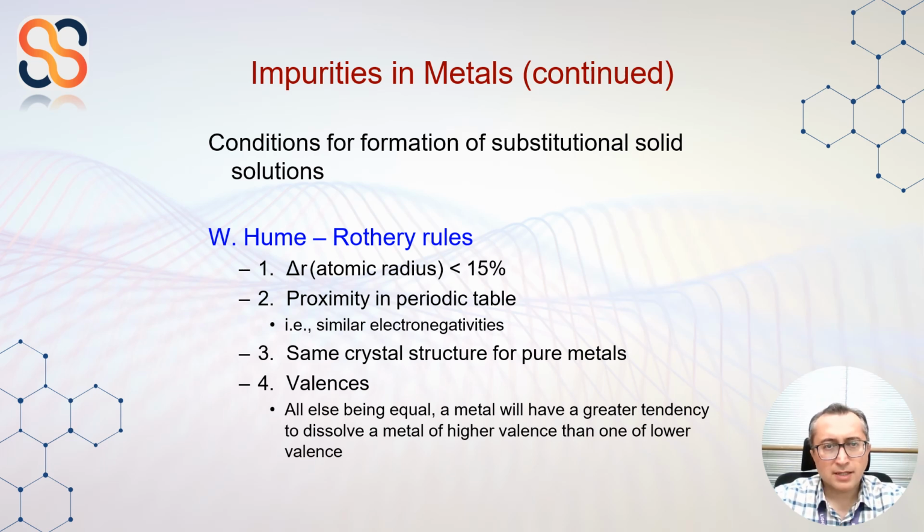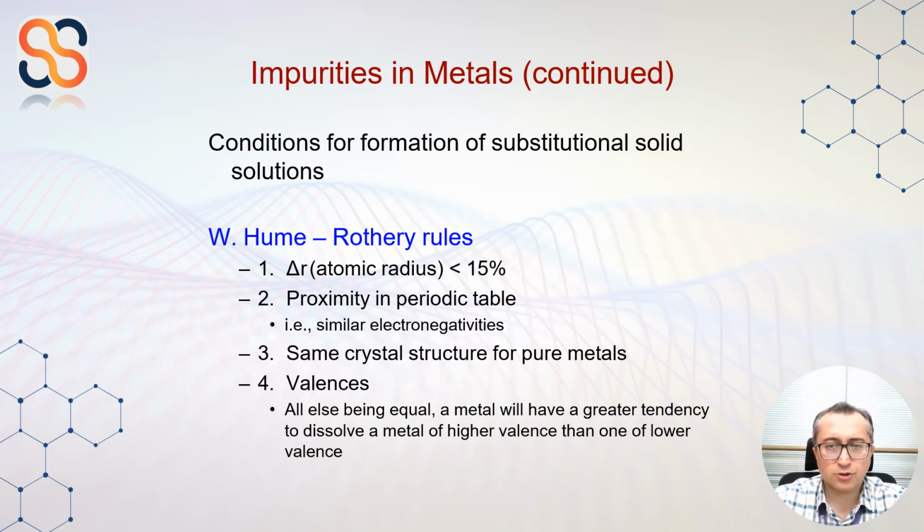Well, I'm going to continue discussing the conditions that need to be met for forming substitutional solid solutions, as defined by the Hume-Rothery rules. First, the atomic radius difference between the host metal A and the impurity metal B should be less than 15%. This similarity in size helps the impurity atoms fit into the crystal lattice without causing significant distortion. If the size difference is too great, the structure may become unstable, preventing a solid solution from forming.